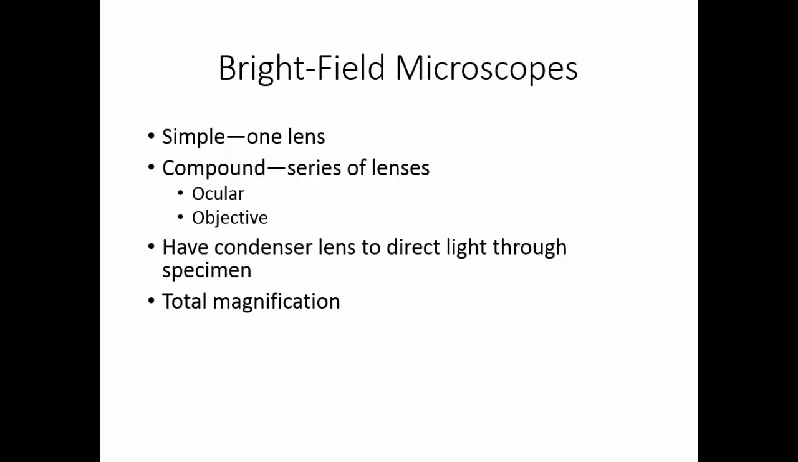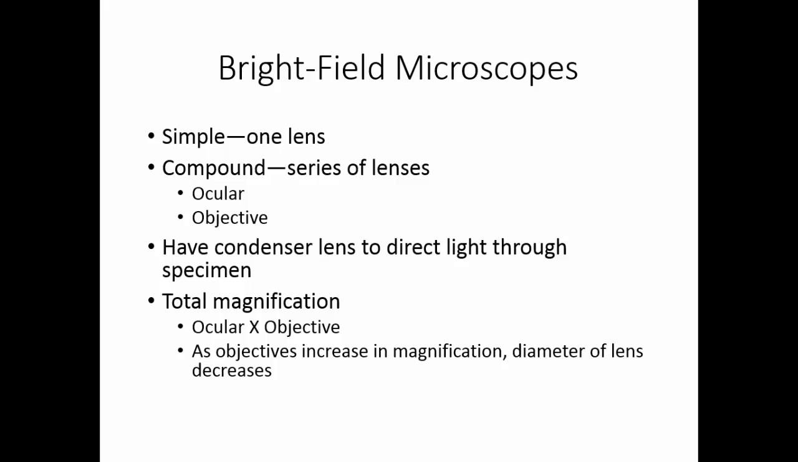To determine the total magnification of a bright field microscope, you simply multiply together the magnifying power of each lens, in this case the ocular times the objective. Oculars typically have a magnifying power of 10 times. Objectives will vary. 4, 40, 100 are very common objective magnifying powers.